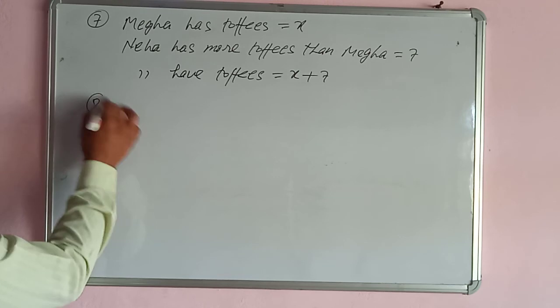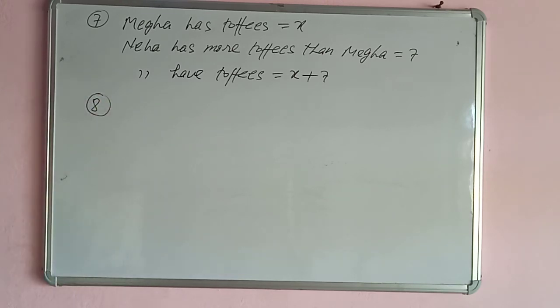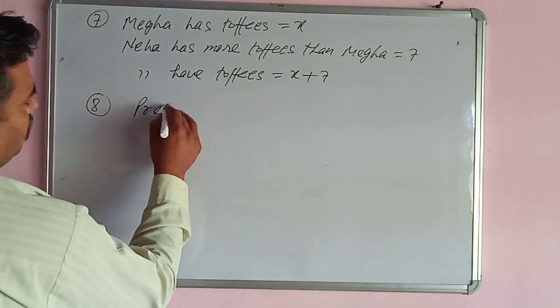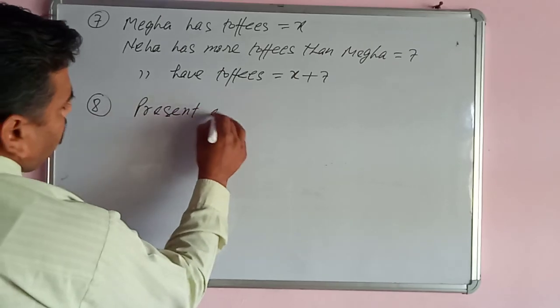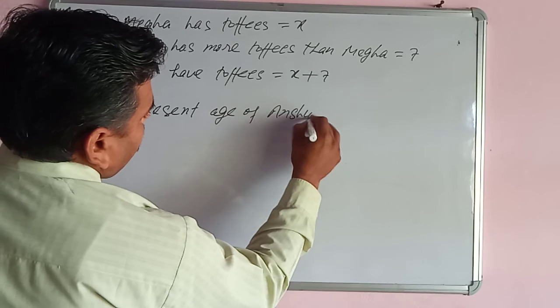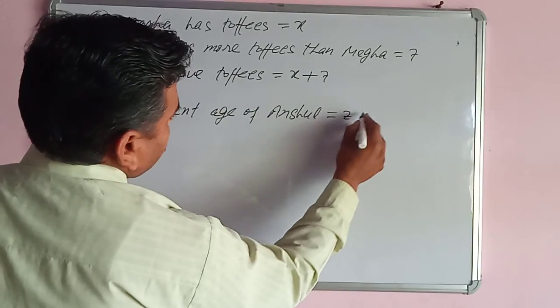And there is question number 8. Anshul is z years old. How old was he 3 years ago? So Anshul is z years old. So present age of Anshul is equal to z years.